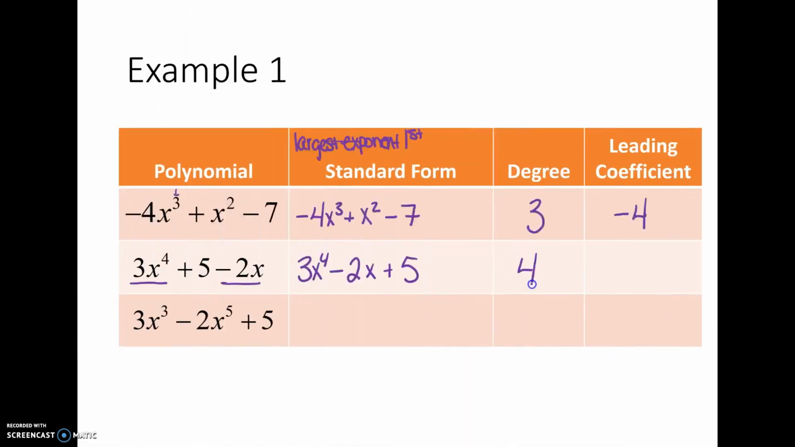The degree is 4. The leading coefficient is 3. Try the next one on your own. Pause the video, try the next one on your own, then play. So -2x to the 5th plus 3x to the 3rd plus 5. The degree is 5. The leading coefficient is -2.